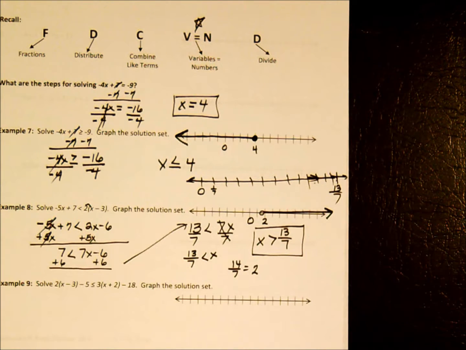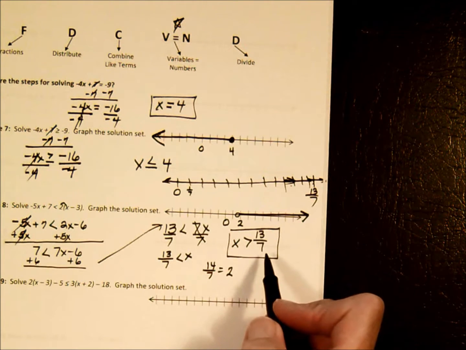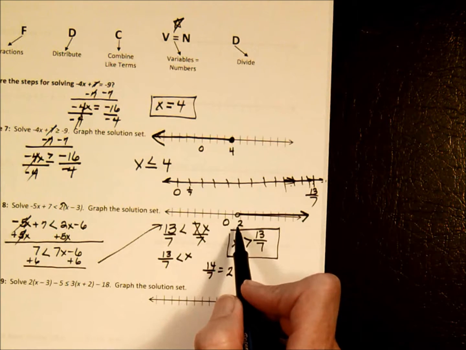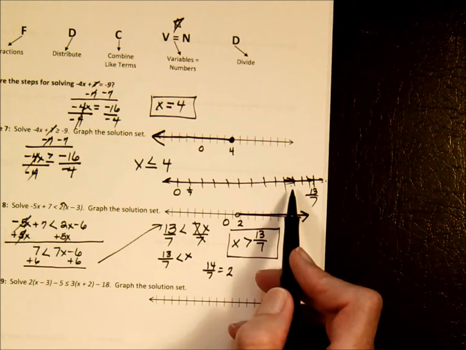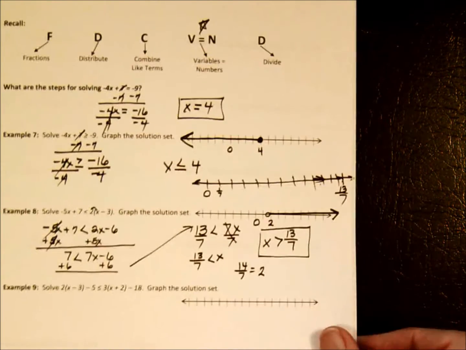I could have done it like that. That's not a real efficient way to do it. It's better to understand that this is very close to 2, and show it on your number line that way. But this would not have been wrong as long as you had labeled it correctly and shown me what you were doing. Let's look at our last one.